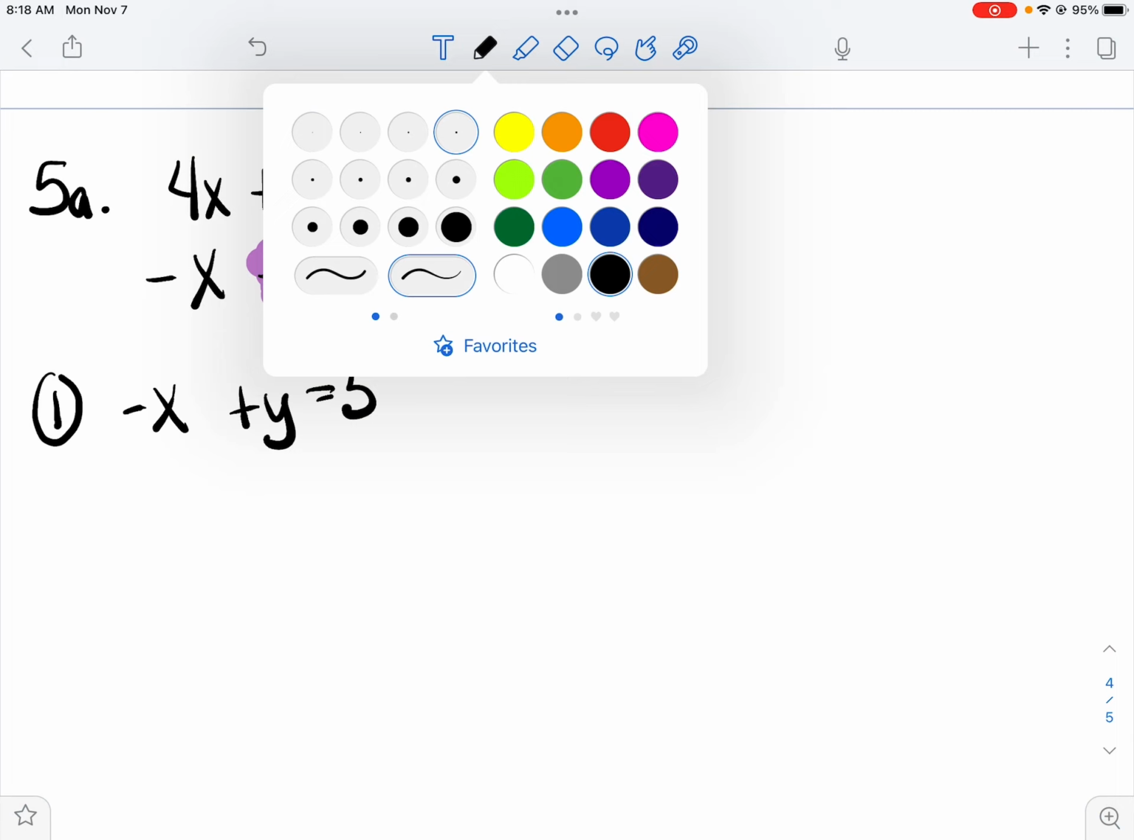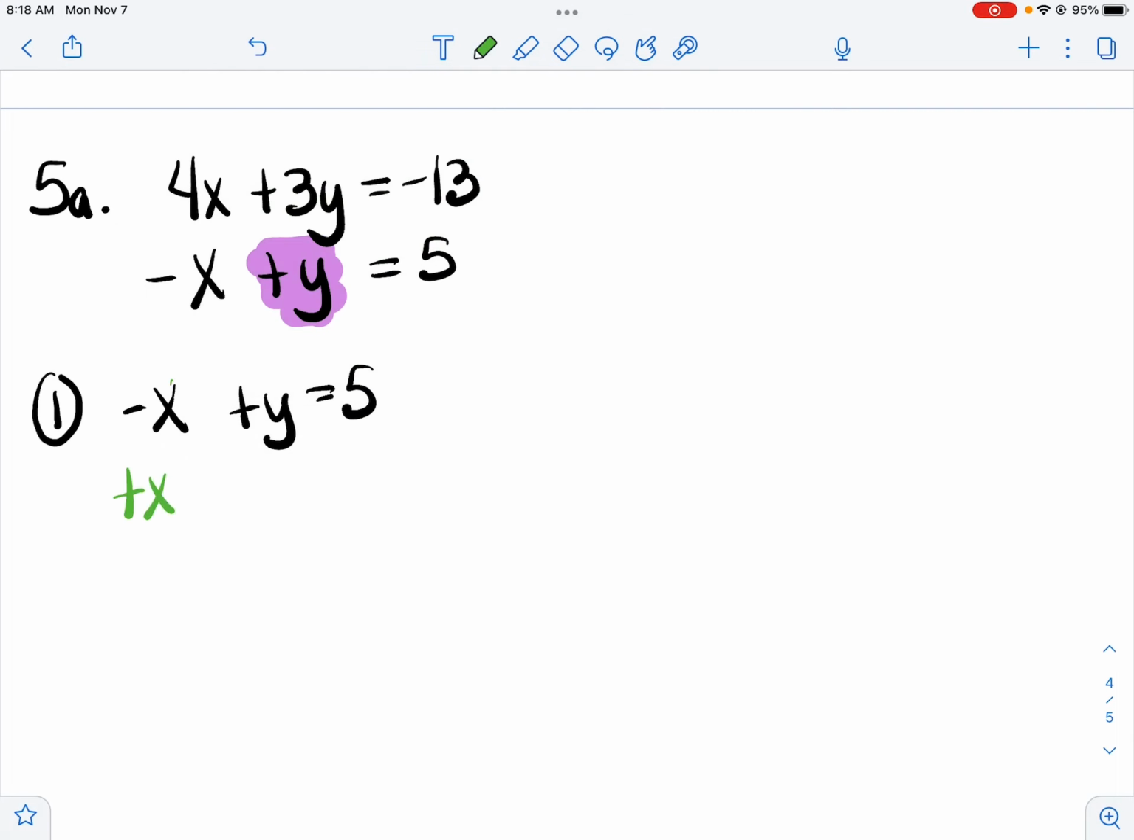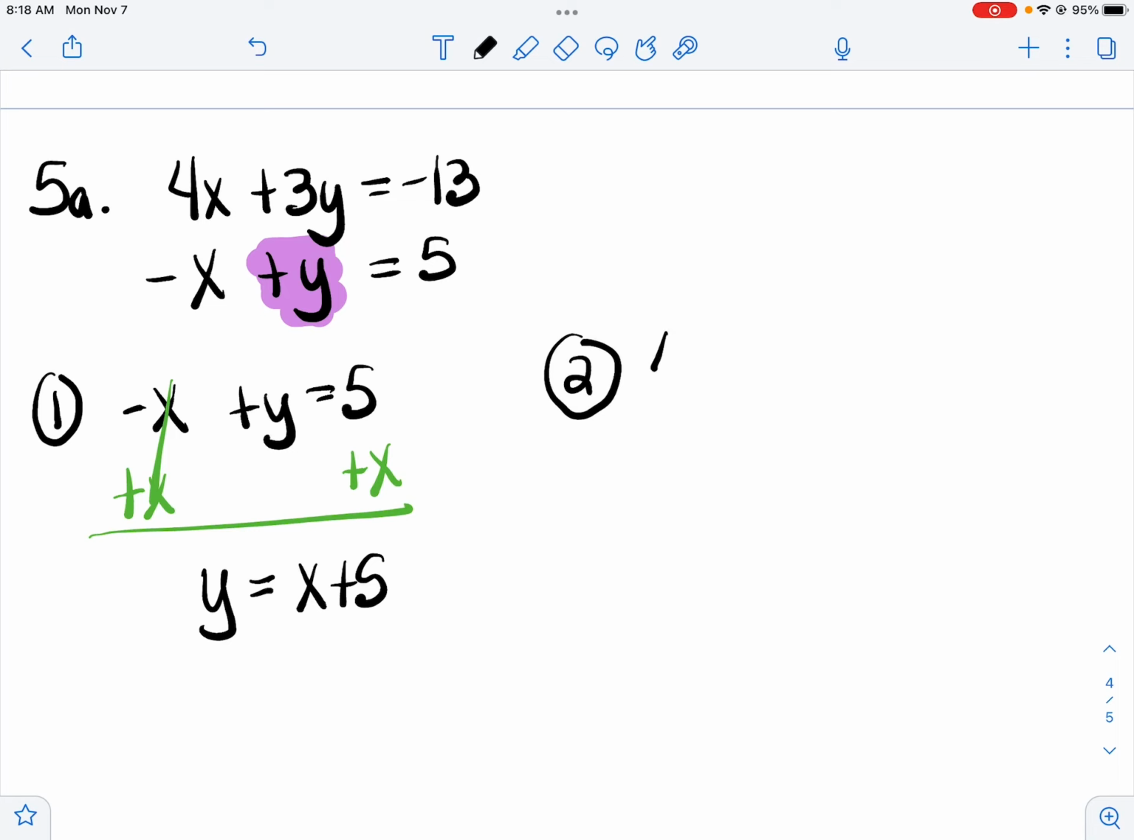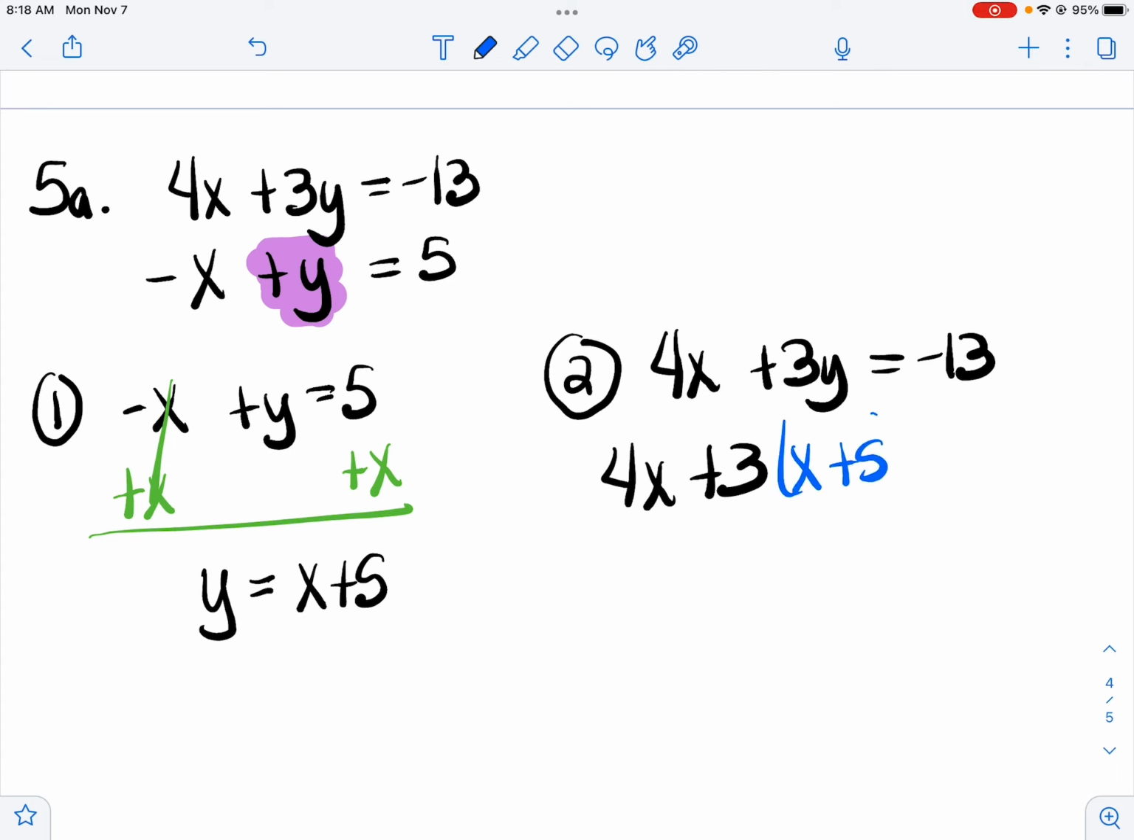So I'm going to solve the equation for whatever variable has a coefficient of 1. Add the x to both sides, and we get that y equals x plus 5, or 5 plus x. My second step is I substitute in. So I'm going to use the other equation, and I'm going to substitute that y. So y is x plus 5.